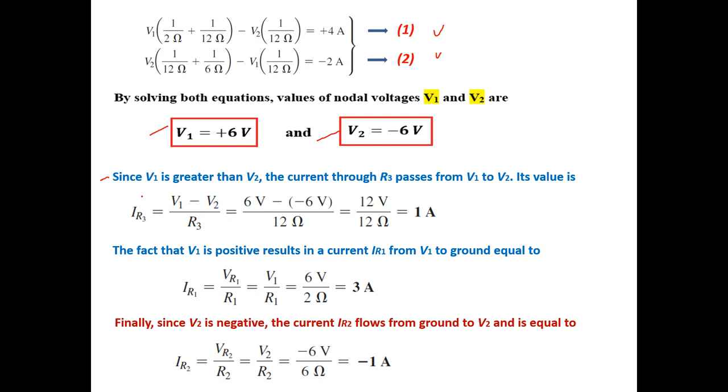How to find it with a positive answer? Since V1 is greater than V2, it will be V1 minus V2. So this is the actual voltage across R3. And you can find, of course, I3 and I1, which is related to resistor number 1, and IR2.